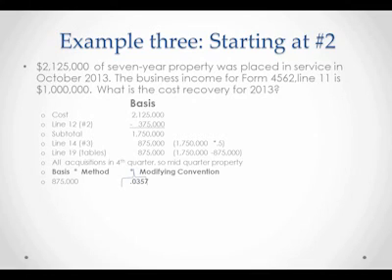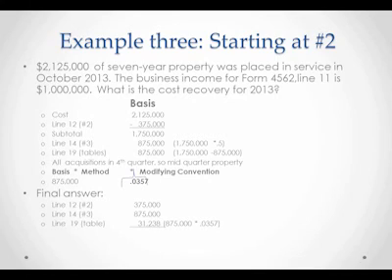Basis, method, modifying convention. 0357 is the amount we get for fourth quarter, mid-quarter, 7-year property. And so our final answer is line 12, line 14, and line 19 for the grand total that you see there.